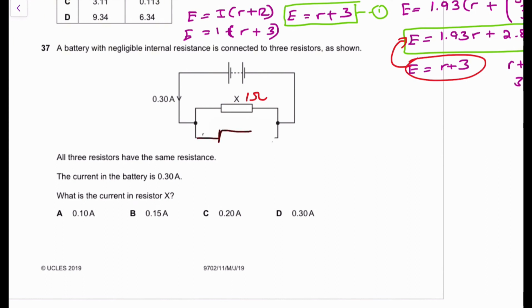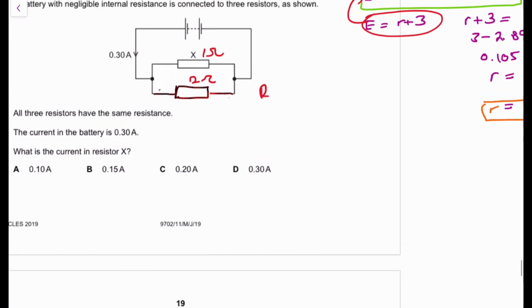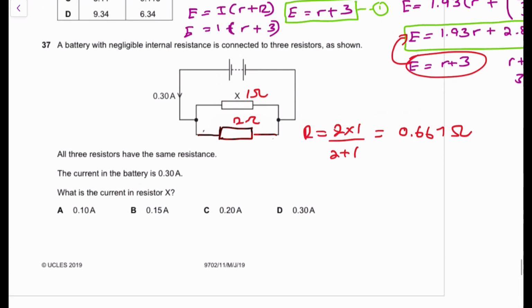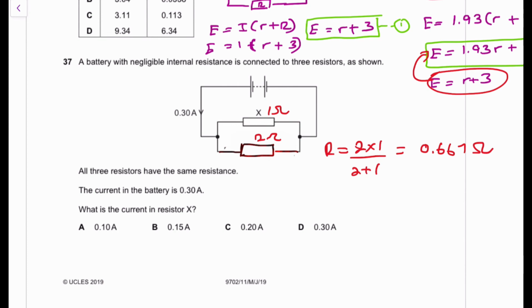So I'm going to substitute them with one thing, but that thing is going to have 2 ohms, right? So my total value of R is going to be 2 times 1 divided by 2 plus 1, right? So that's going to be the total resistance that I'm going to be getting from this question. So 2 times 1 divided by 2 plus 1. That's going to give me an answer of about 0.667 ohm, which is going to be my total resistance that I'm going to be getting in this particular question.